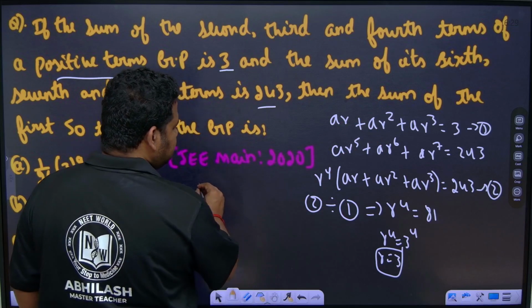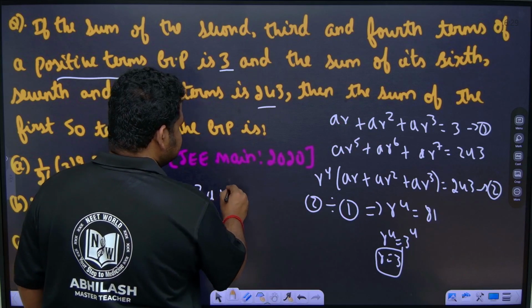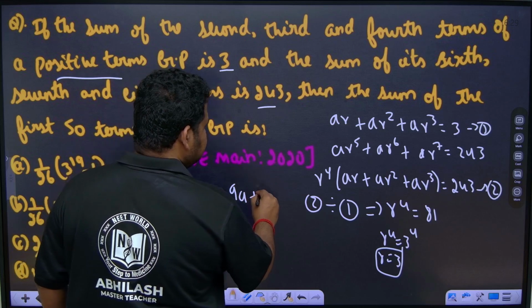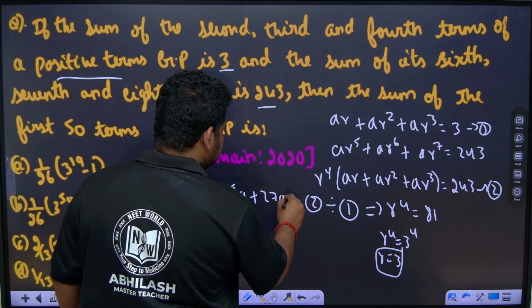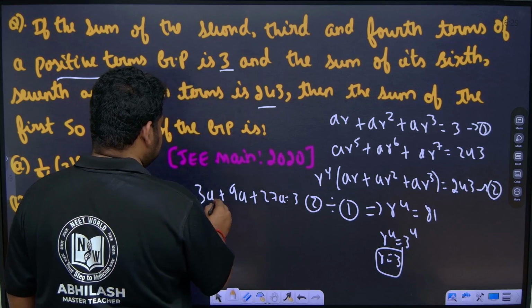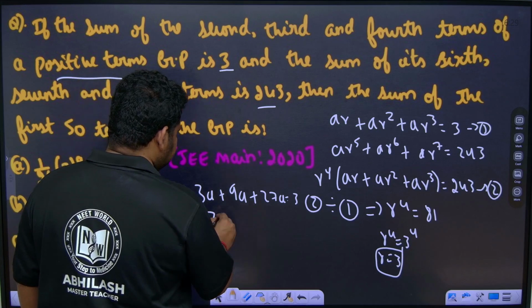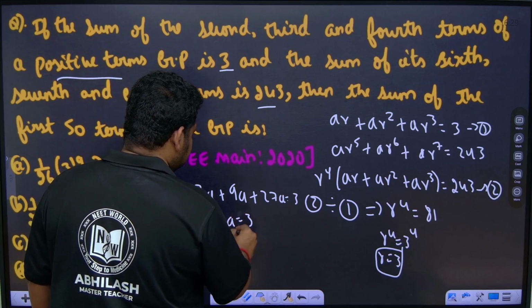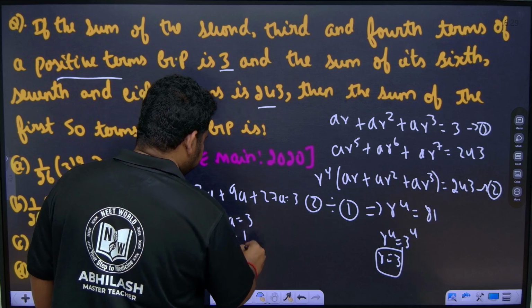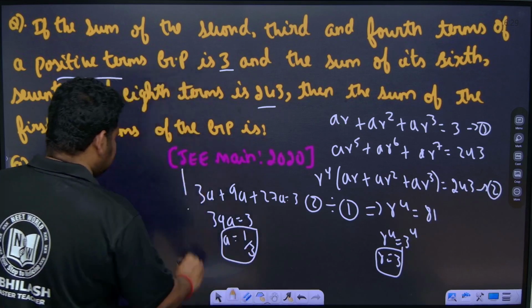So this will be 3a plus 9a plus 27a is equal to 3. So this will become 9 plus 3, 12. 12 plus 27 is 39. 39a is equal to 3. So a is equal to 1 by 13. Correct? Now S50.